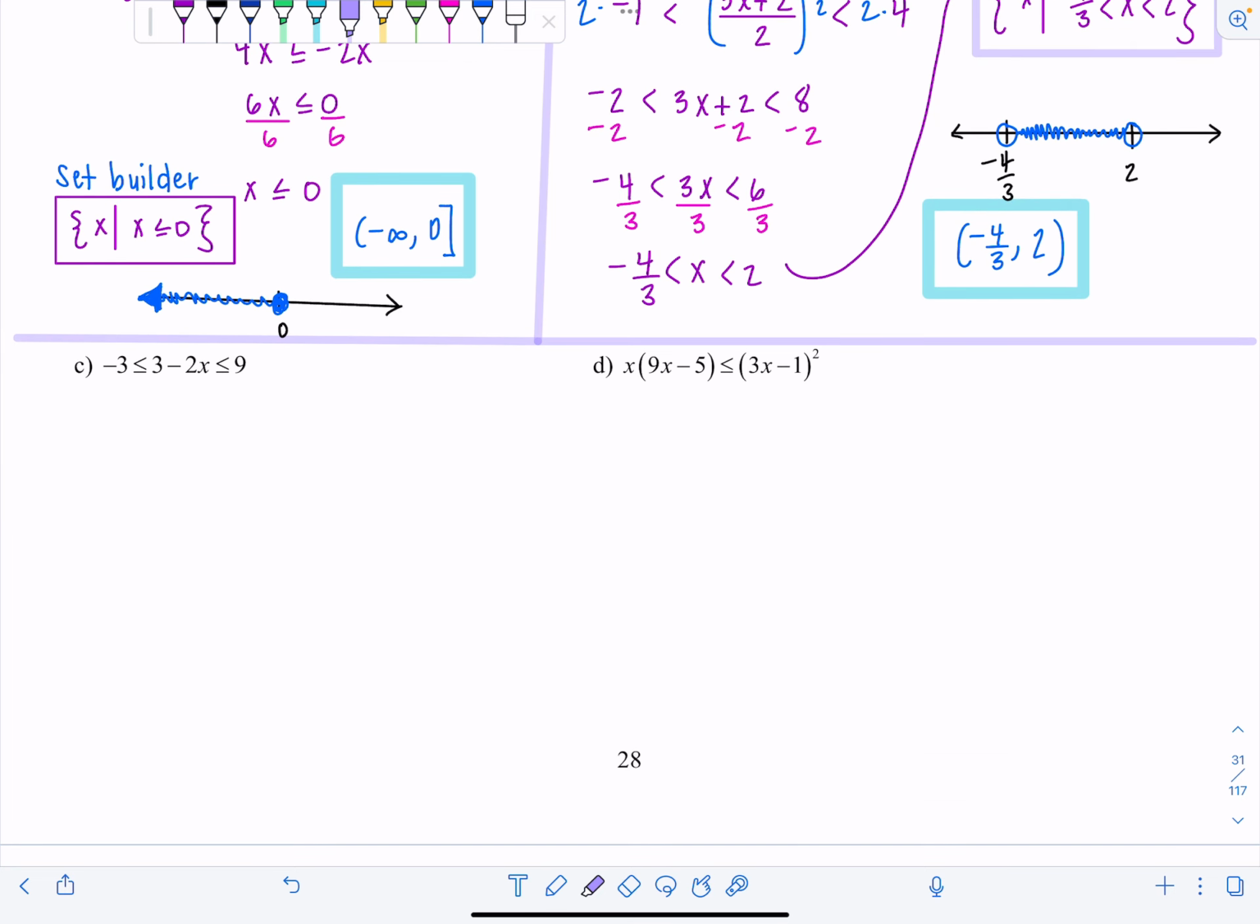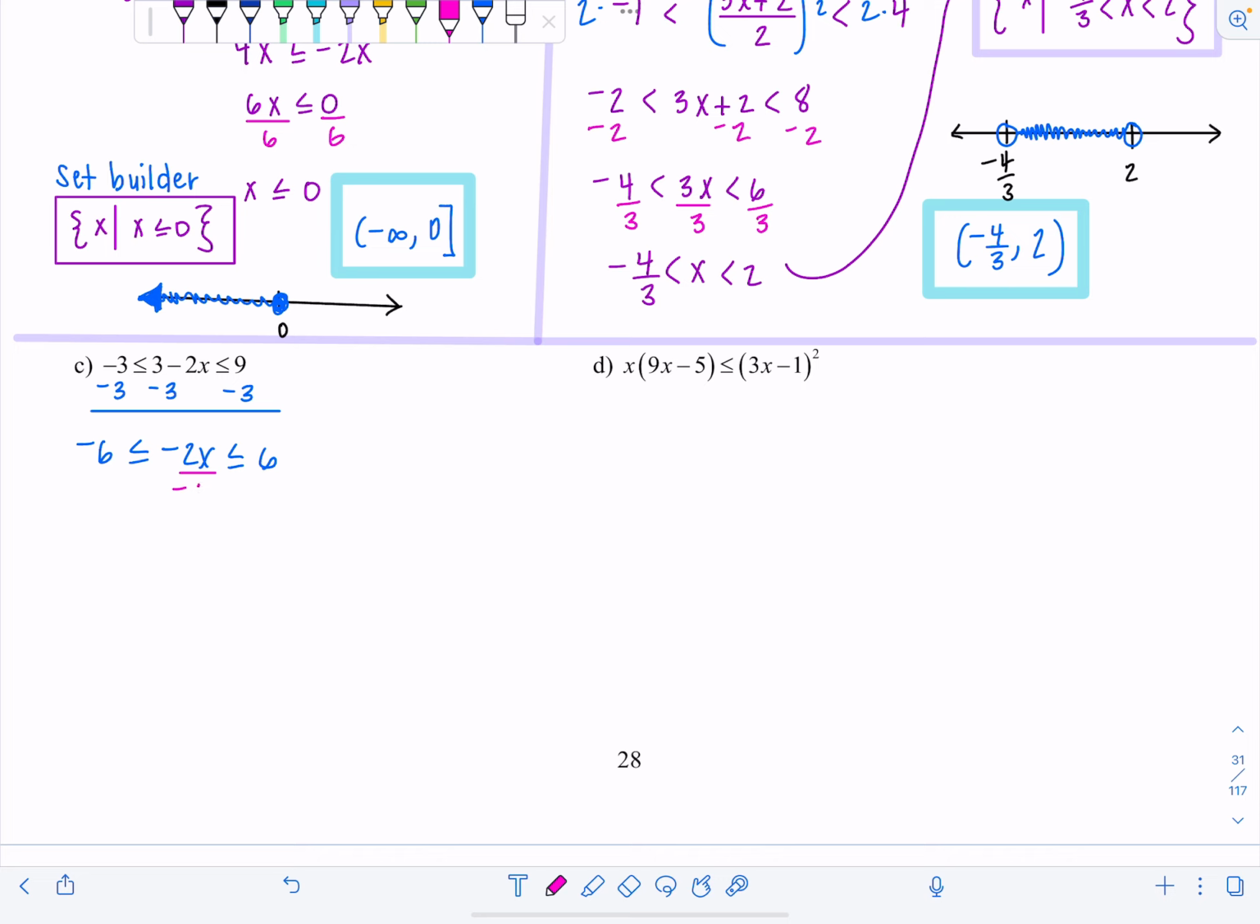-3 is less than or equal to 3 minus 2x is less than or equal to 9. Same idea. Let's get that x by itself in the middle. To start off, I'm going to subtract 3 from everybody. So now we have -6 less than or equal to -2x less than or equal to +6.